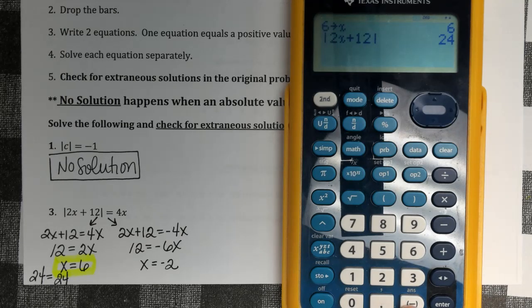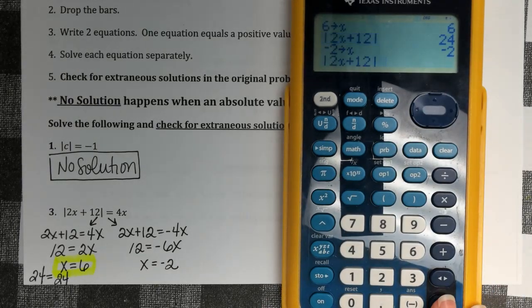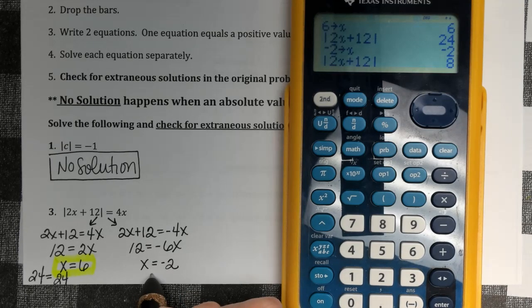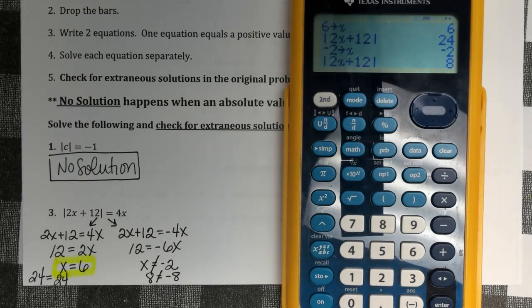Okay, then I'm going to do the same thing. Negative 2, store for x. I'm going to go up and grab that absolute value of 2x plus 12. That gives me 8. When I do 4 times negative 2, that gives me a negative 8 on the right. Is that true? No. So that is where my extraneous solution comes from. When it does not match, left does not equal right, then that's extraneous.